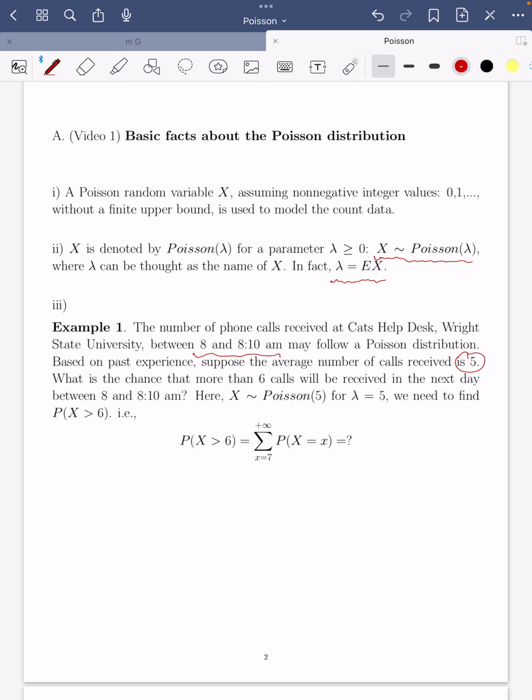So here we write X is Poisson 5. The lambda value here is equal to 5. And we need to find the probability that X is larger than 6. That is the probability X larger than 6 is equal to the sum of the probability that X equal to lowercase x when this lowercase x runs from 7 to infinity.